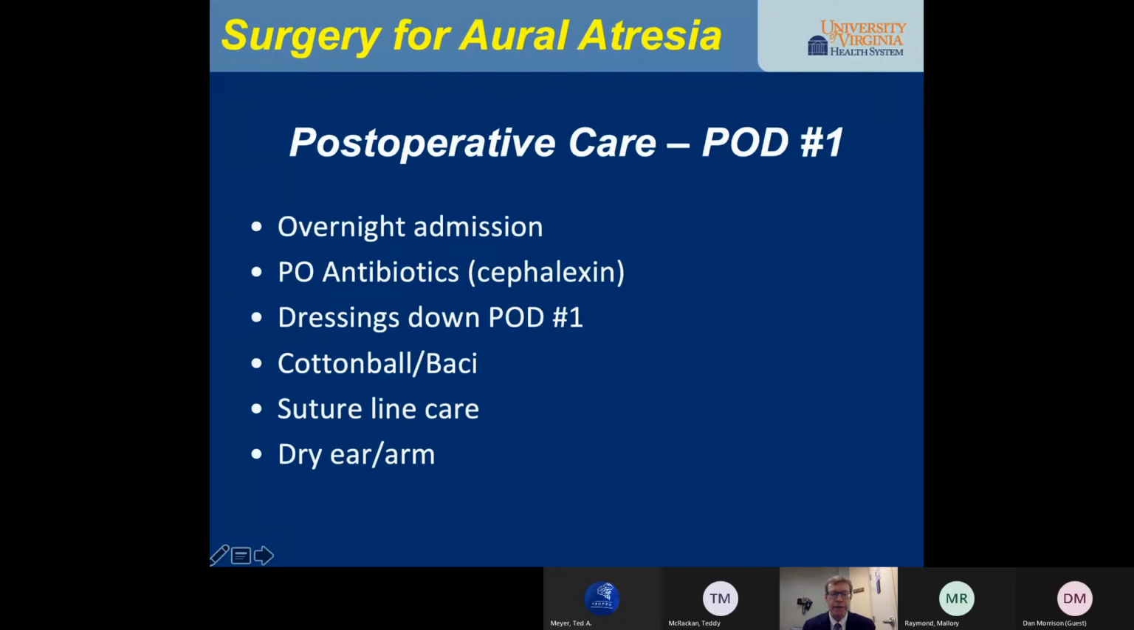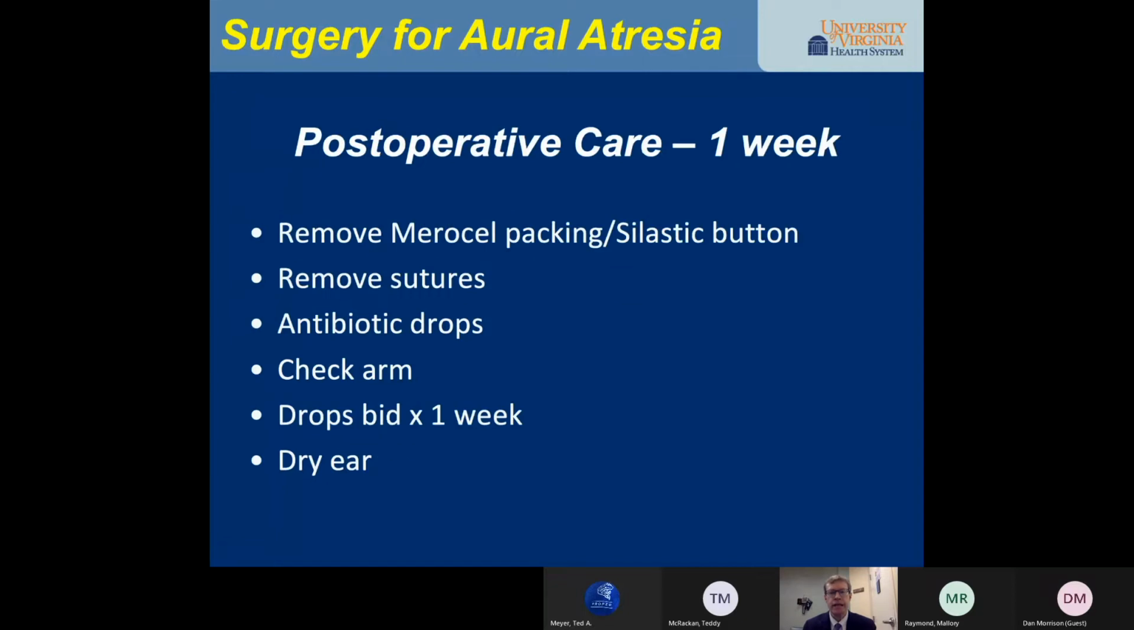Change the cotton ball with bacitracin, a little bit of suture line care, keep the ear dry and the arm dry. At the 1-week post-operative visit, I take out the Pope ear wicks and the Silastic button, take out any sutures if they're sutures, although sometimes I'll just let them dissolve on their own. I put them on antibiotic ear drops twice a day for a week, check the arm, keep the ear dry.